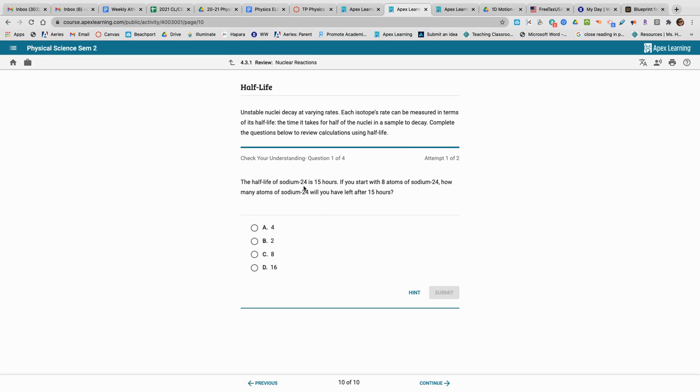It says the half-life of sodium-24 is 15 hours. If you start with 8 atoms of sodium-24, how many atoms will you have after 15 hours? After the first 15 hours, half of the sodium that you have will be gone. So I think you can answer that question from there.